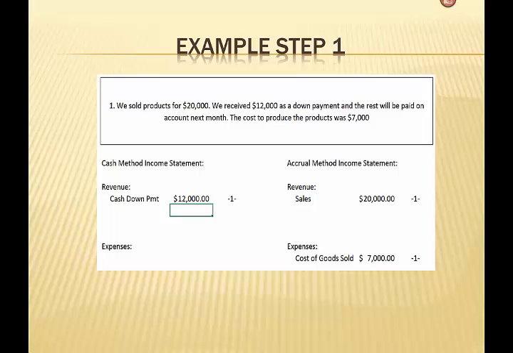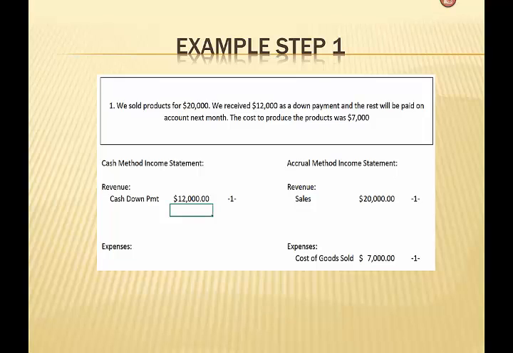So in this example, we have sold some products for $20,000. We've received some cash as a down payment, and the rest the customer will pay later. And the cost to produce these products was $7,000. So from a cash method, we have to look at this as, did we actually receive or use any cash? And the only cash that has actually exchanged hands here is the $12,000 down payment. So we would recognize that under the revenue. Now, we're being asked to do an income statement. We're looking at this just from that perspective. So we're only looking at this from the standpoint of, did we get any revenue and did we pay any expenses? Anything else that has to do with the balance sheet, we would ignore.